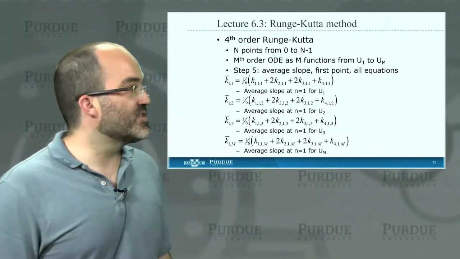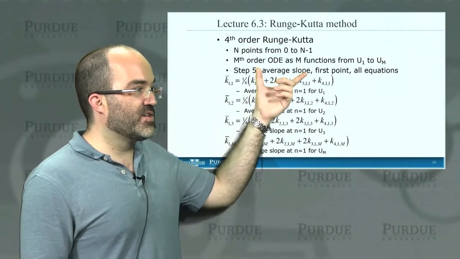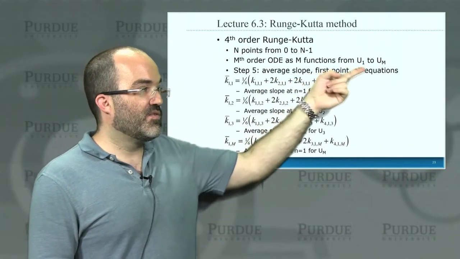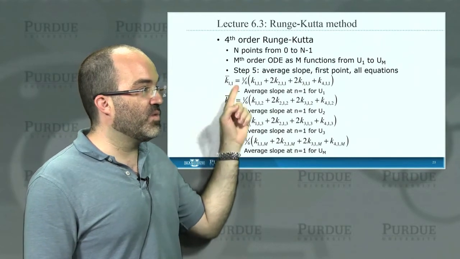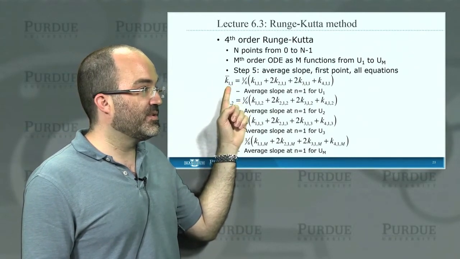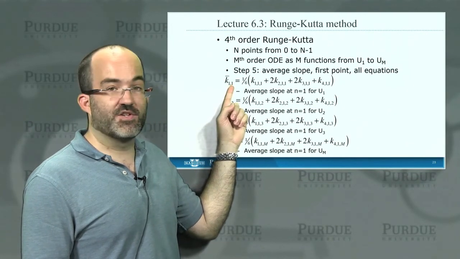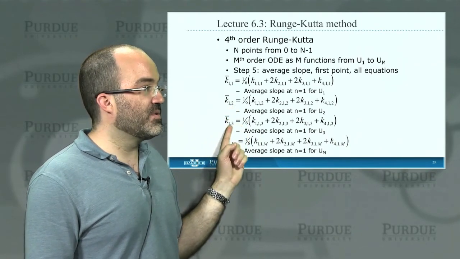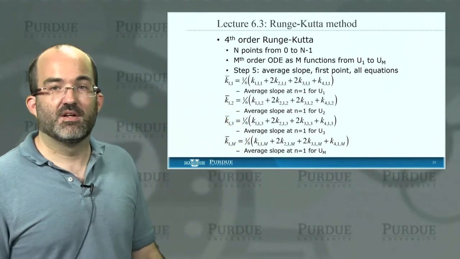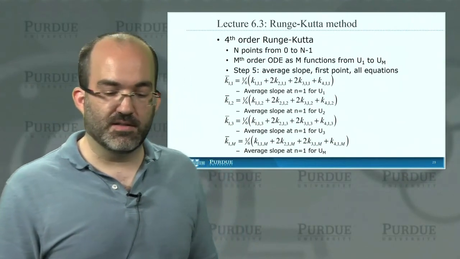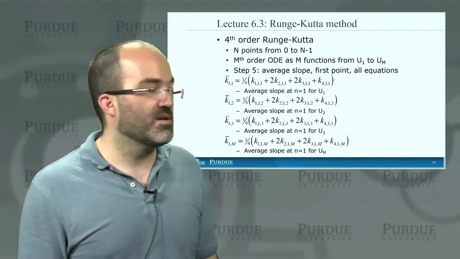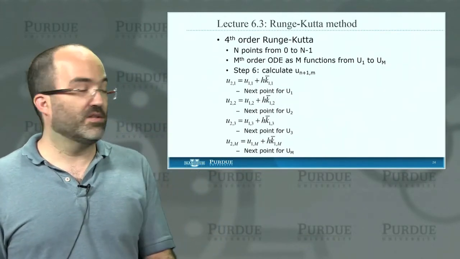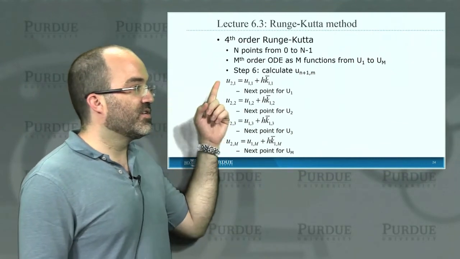Now you can do a weighted average, and that's step 5: you calculate the average slope, still for the first point. We still haven't calculated what the next point is. For the first point for all equations, you have K11 bar, the average slope for the first point of the first equation, the average slope for the first point of the second equation, the average slope for the first point of the third equation. So we've dropped the first subscript, which told us what the slope number was, because now we have average slopes. And we go to step 6, which is we use Euler to calculate the next point.